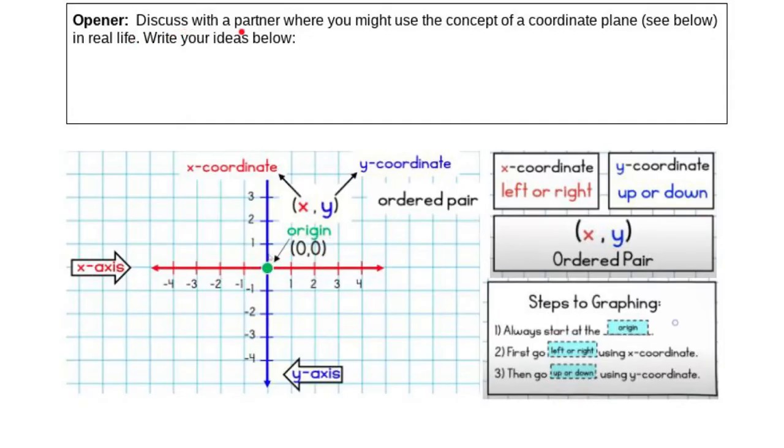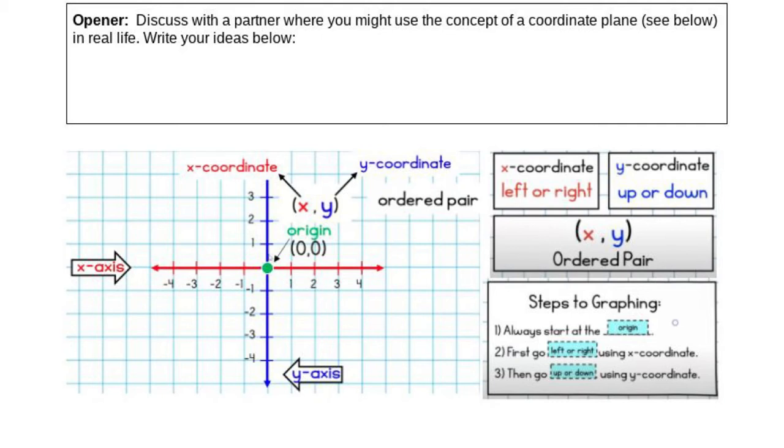Take a minute to discuss with a partner, someone you're sitting with or someone around you, where you might use the concept of a coordinate plane in real life. This is what a coordinate plane is. And write your ideas below. Alternatively, you can brainstorm on your own.